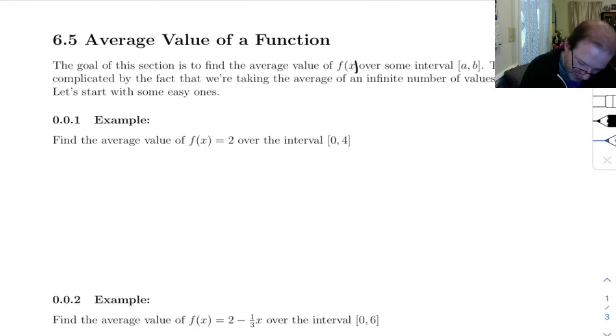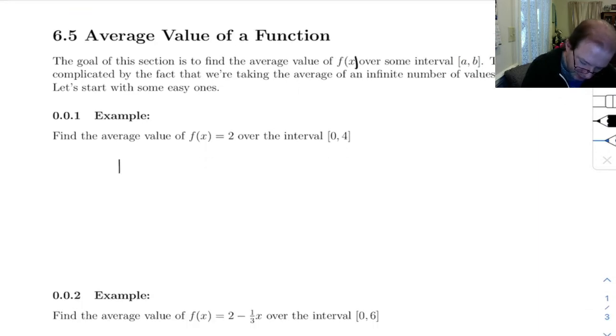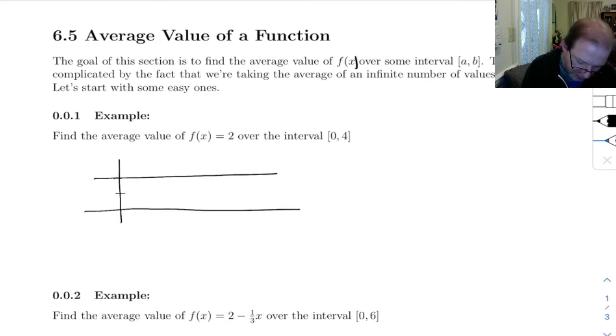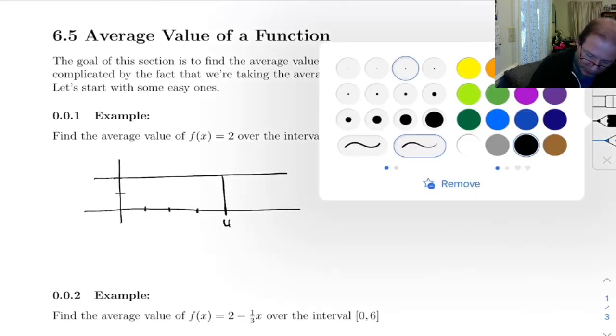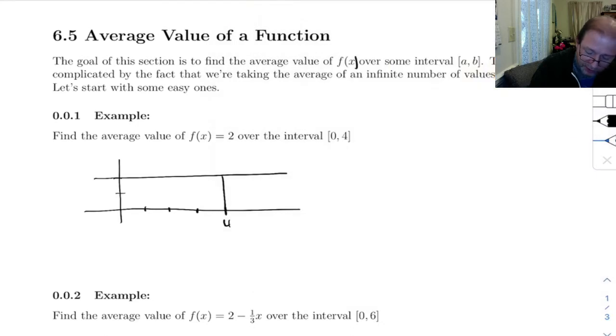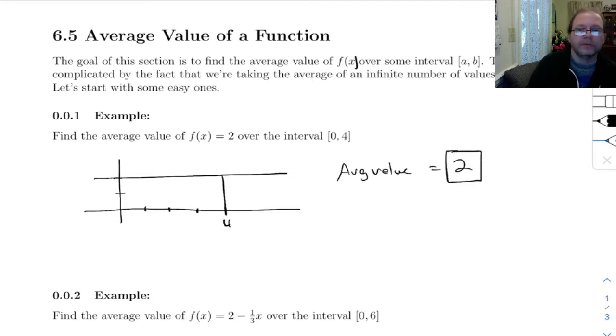Find the average value of f of x equals 2 over this interval. All right, f of x equals 2. I mean, that's just a constant. So over the interval from 0 to 4, we're looking at the average value of this thing. Well, the value is always 2, so the average has to be 2 as well. All right, not a whole lot to get from that.